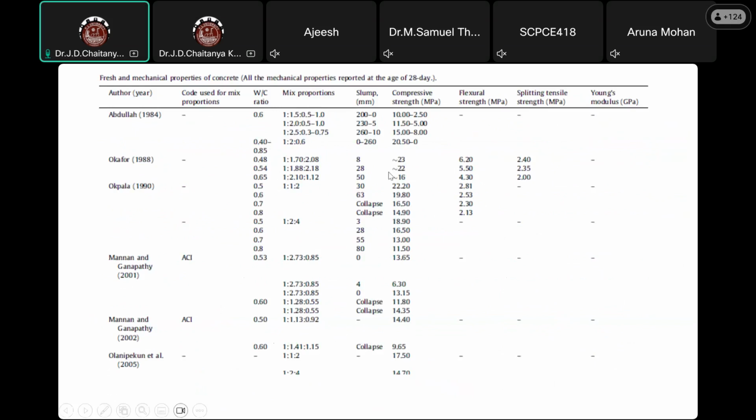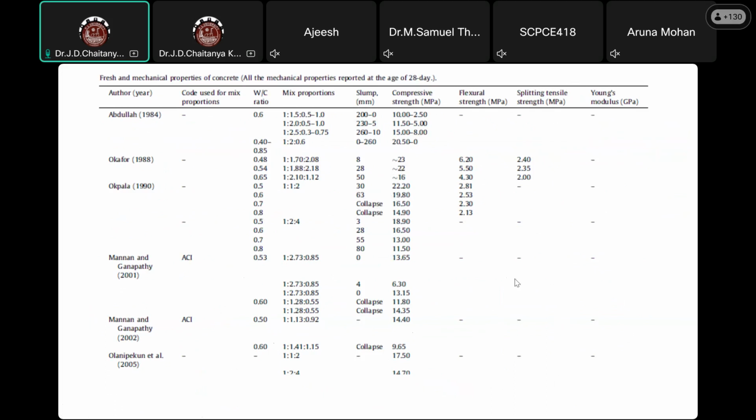Like that, the slump values are also given. Observe here that when the water cement ratio is high, the slumps shown are collapsible slumps. The compressive strength values are also given here. You can observe 22.20 and 20.50. This much strength is enough for the construction of low income houses. The corresponding flexural strength and tensile strength are also mentioned here.